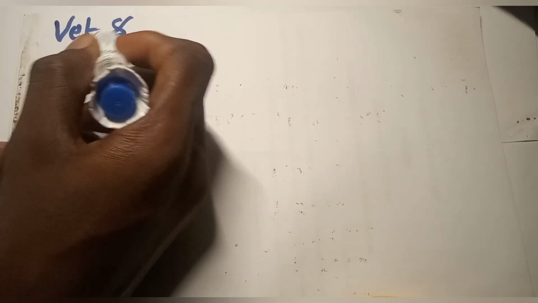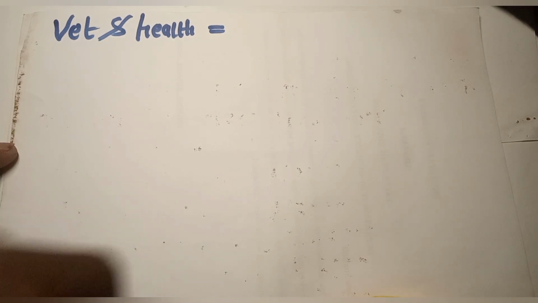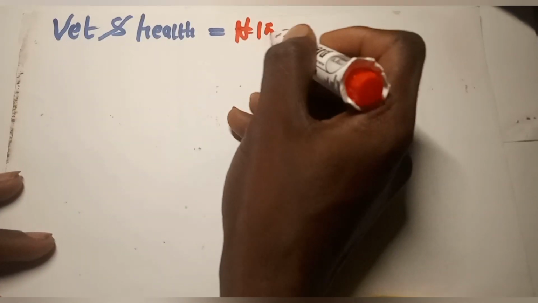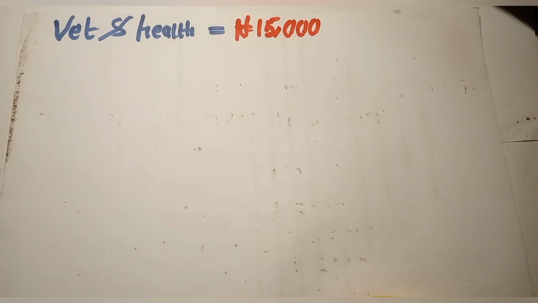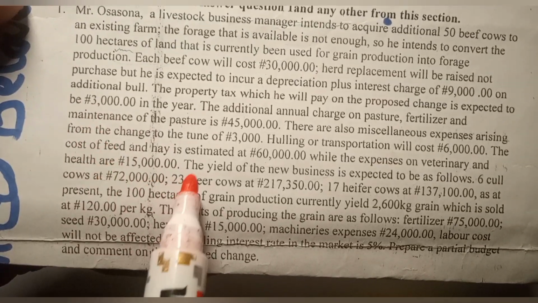So we have veterinary and health. Veterinary and health is 15,000 naira. So I have listed all the costs from this place to this place.